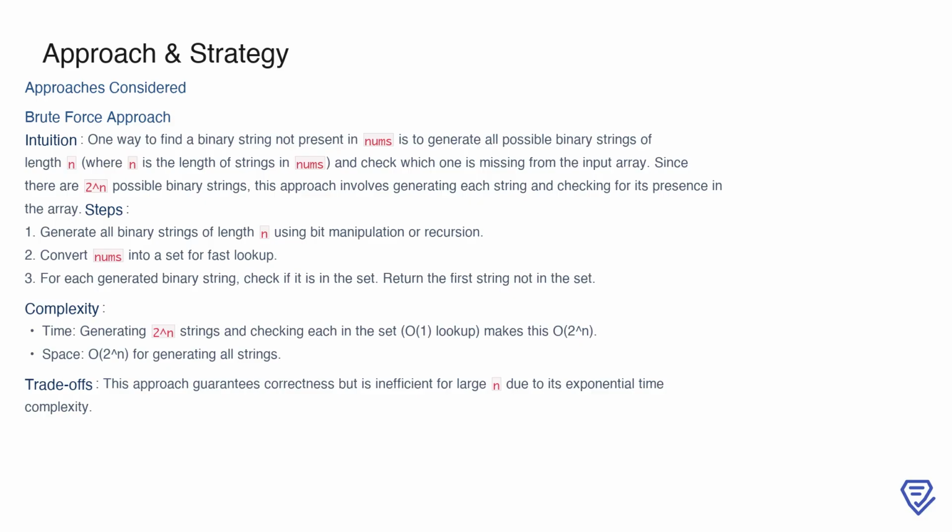The steps involve generating these binary strings using techniques like recursion or bit manipulation, and returning the first string that is not found in the set. However, this method has significant trade-offs. While it guarantees a correct result, it's computationally expensive due to the exponential time complexity. Generating and checking 2^n strings quickly becomes infeasible as n grows. Additionally, it requires substantial space for storing the generated strings. This makes it an impractical solution for larger input sizes.